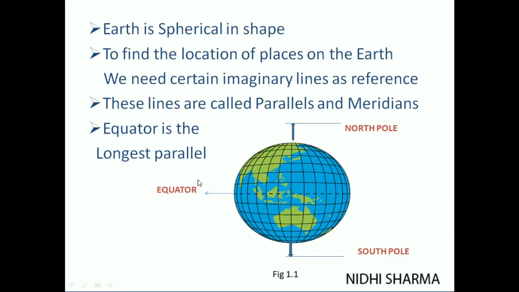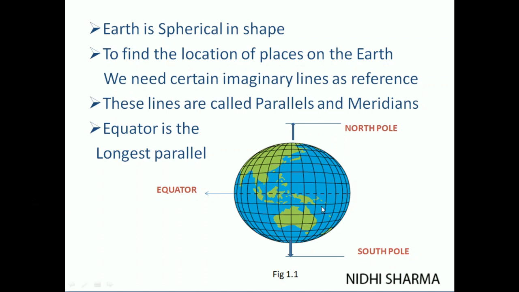In the previous chapter, we have read that the earth is spherical in shape. Do you know how to find a location of a place? To find a location, we need certain imaginary lines as reference. These lines are called parallels and meridians. Let us understand with the help of a picture.